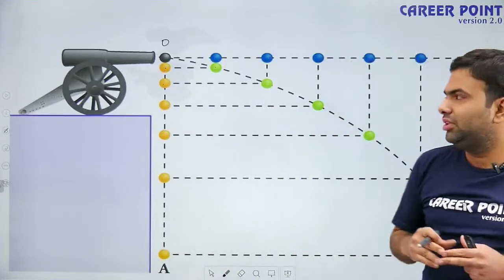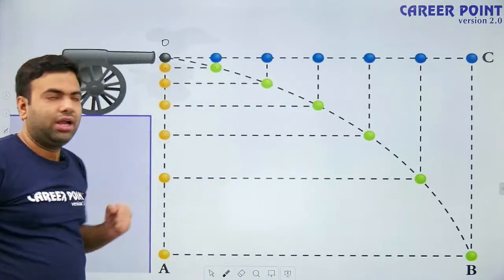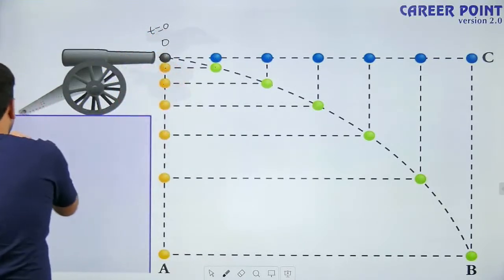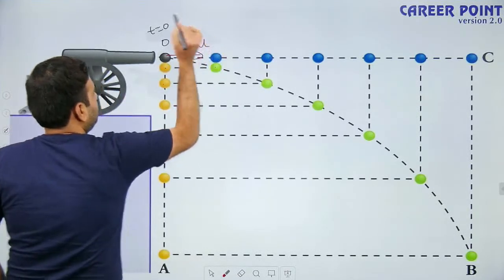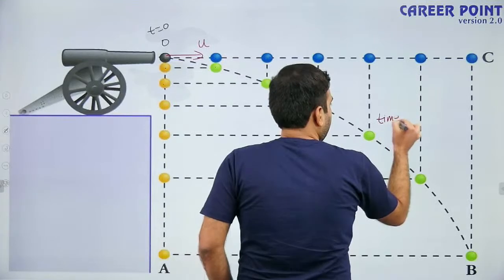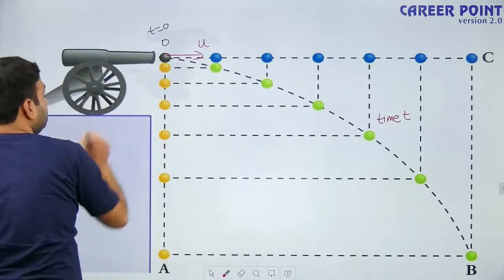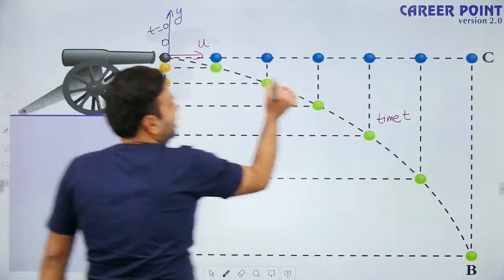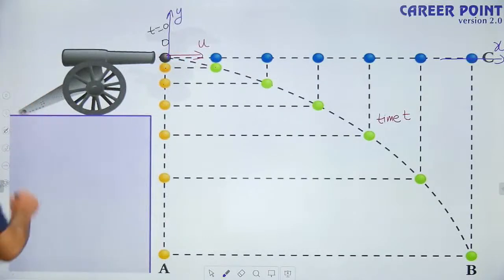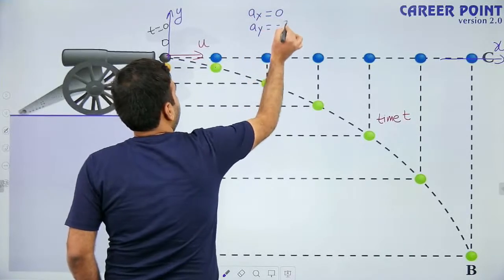Now there is no need to remember all the formulas. If you know the 3 equations of motion, you can solve questions of this kind. How? See this. Suppose at t equals 0, this shell was thrown in the horizontal direction. Then suppose at time t, the particle is here, and for this motion, if I consider this as the y-axis and this as the x-axis and this to be the origin, then I can say acceleration in the x direction is again 0, acceleration in the y direction is minus g.